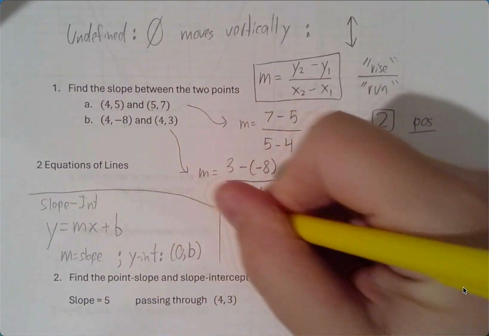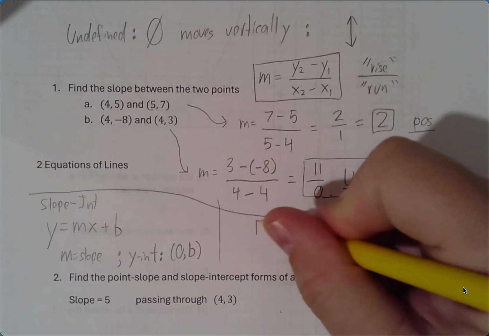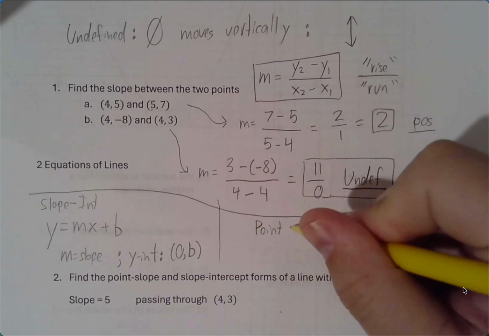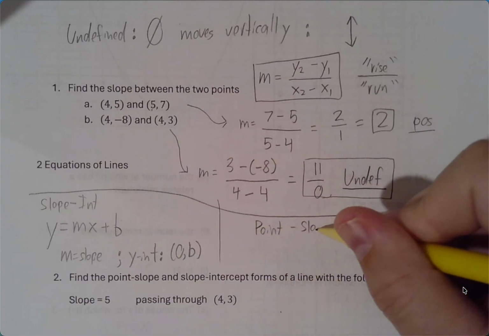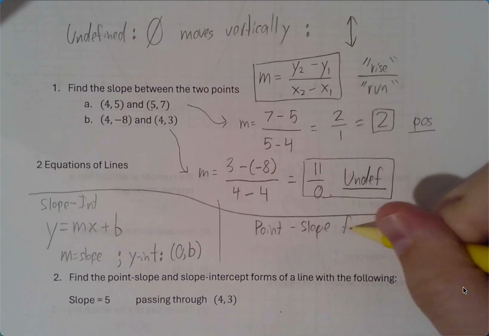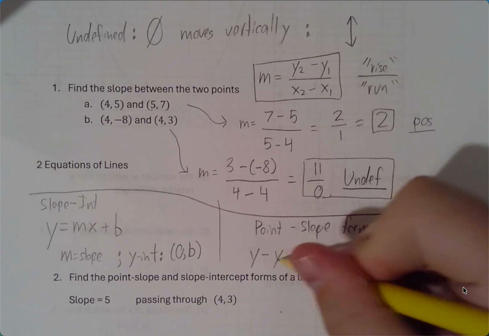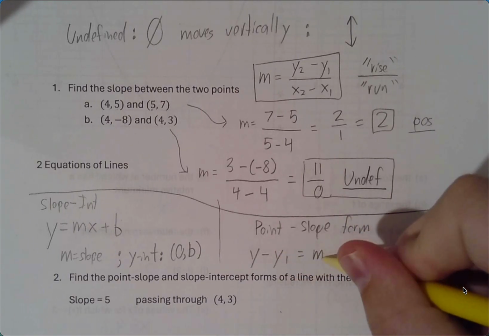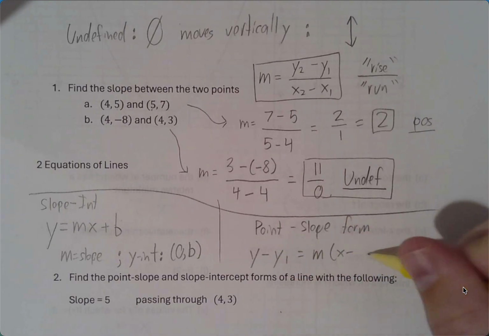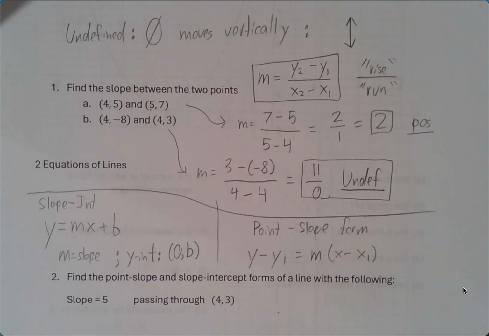All right, let's look at our next formula. Our next formula is the point-slope form. Now this one you might be less familiar with, but as mathematicians, this is the one we end up using more often in higher level maths.